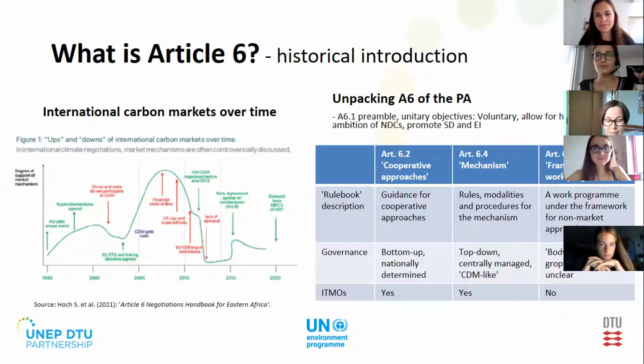But the preamble sets out dual objectives, and it states that using cooperative approaches is voluntary, and the overall objective is to allow for higher ambition of the nationally determined contributions of parties. It's also to promote sustainable development and ensure environmental integrity. This has to do with accounting. But there are 3 articles. 2 of them are related to trading in ITMOs, Internationally Transferred Mitigation Outcomes. And the 3rd one, known as the Framework and Work Program, Article 6.8, is for non-market approaches.